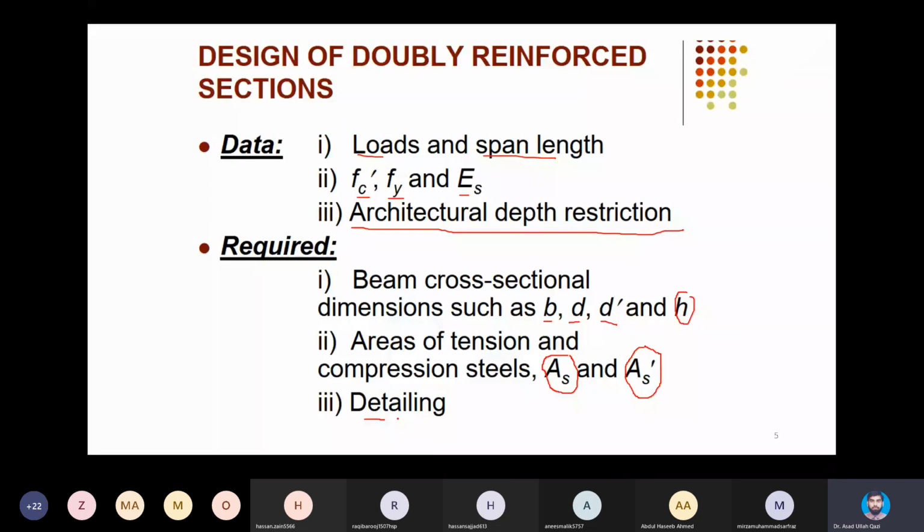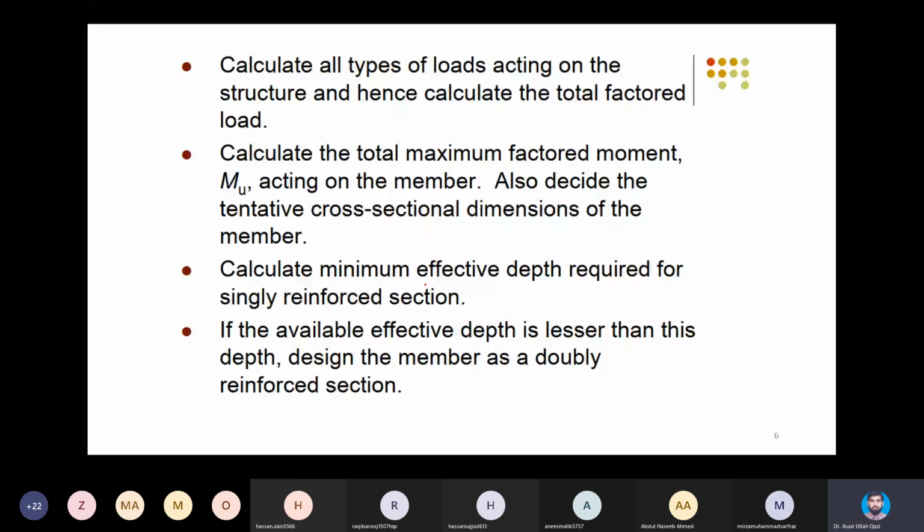Now there are a few steps which I suggest you memorize and practice at home so that you can successfully perform the design of a doubly reinforced beam. First thing is to calculate all types of loads acting on the structure and hence calculate the total factored load. I earlier discussed that this is your part of the job.